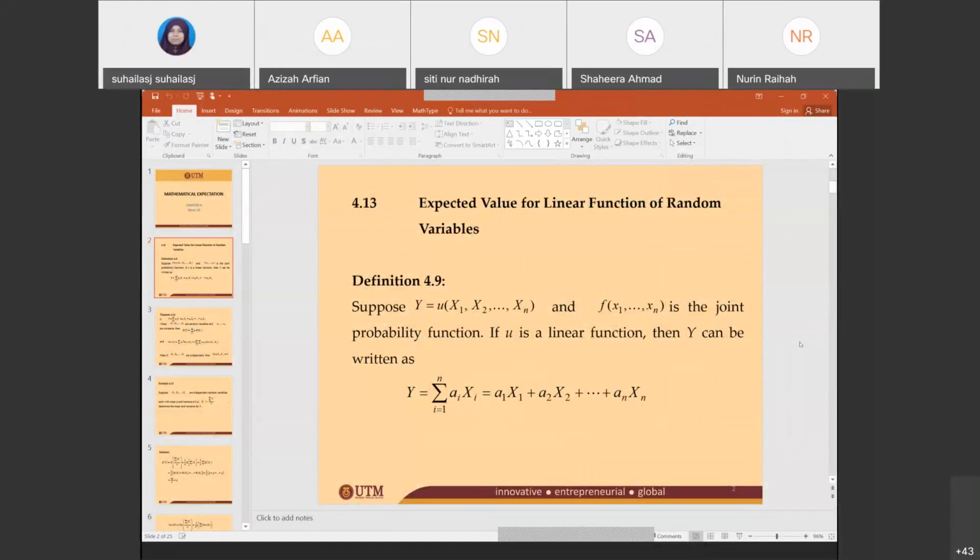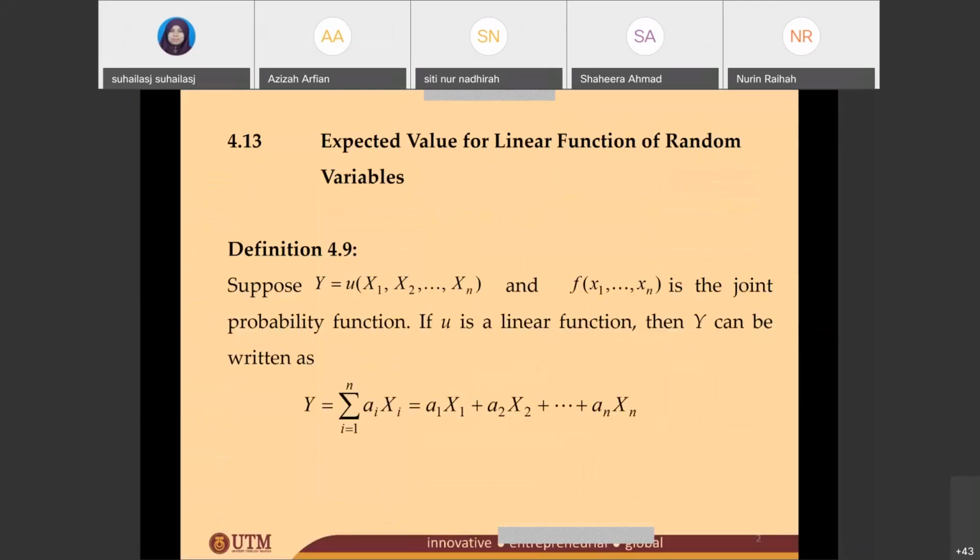Okay, so this one is your expected value for a linear function of random variable. Kalau sempat kita masuk sikit lah conditional expectation tu.